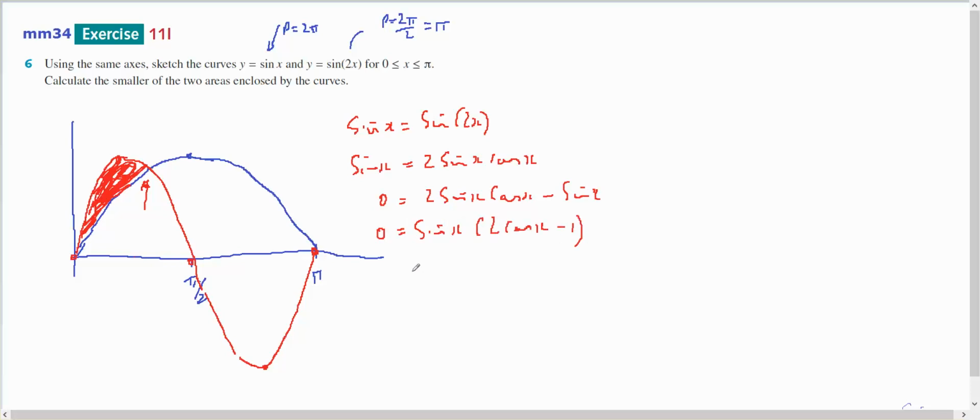Using the null factor law, the sine of x equals 0, therefore x equals 0 or pi, and that gives me that answer where they're touching, and that answer where they're touching. Or 2 cos of x minus 1 equals 0, which means the cos of x equals positive a half, which means x equals pi on 3. And that gives me this answer here at pi on 3.